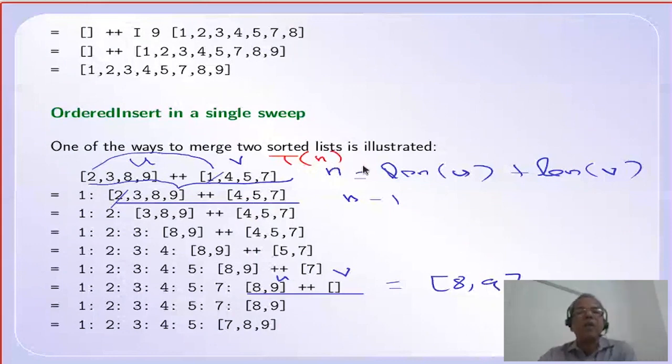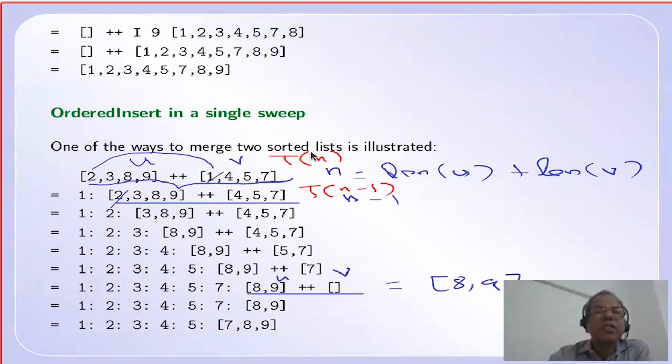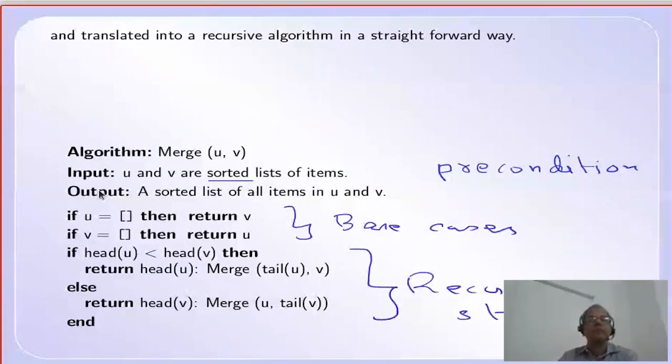T of n is the running time for 2, 3, 8, 9, merge 1, 4, 5, 7. In the sub-problem, the input size is n minus 1. If it takes T of n time units for merging two lists whose total length is n, the running time for merging the sub-problems is T of n minus 1, plus a constant amount of work we may have to prepend. Or from the algorithm also we can argue here T of n.